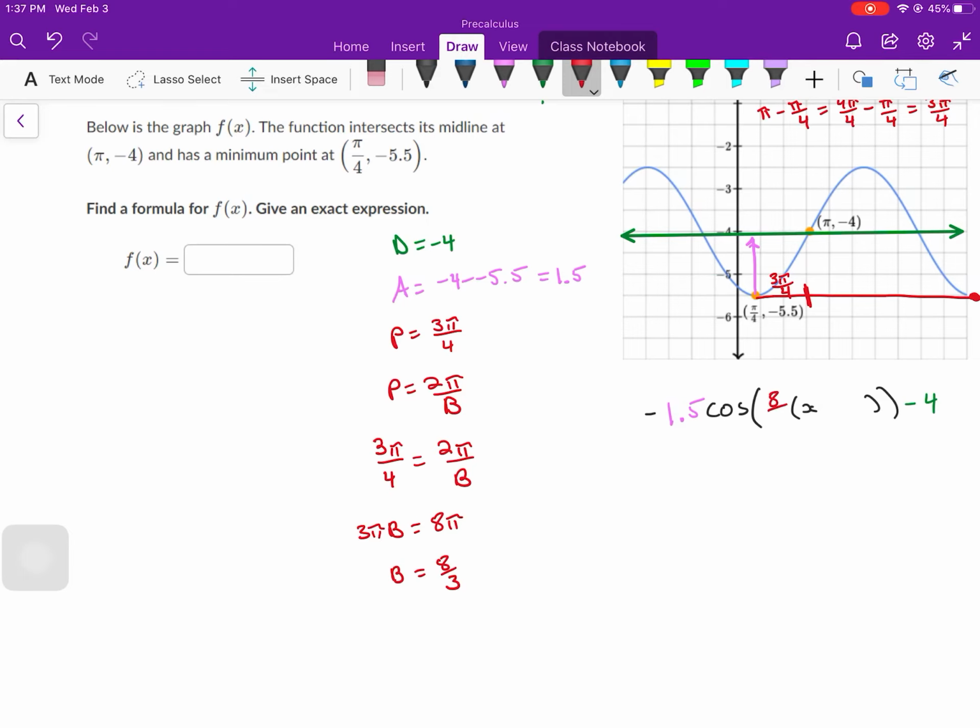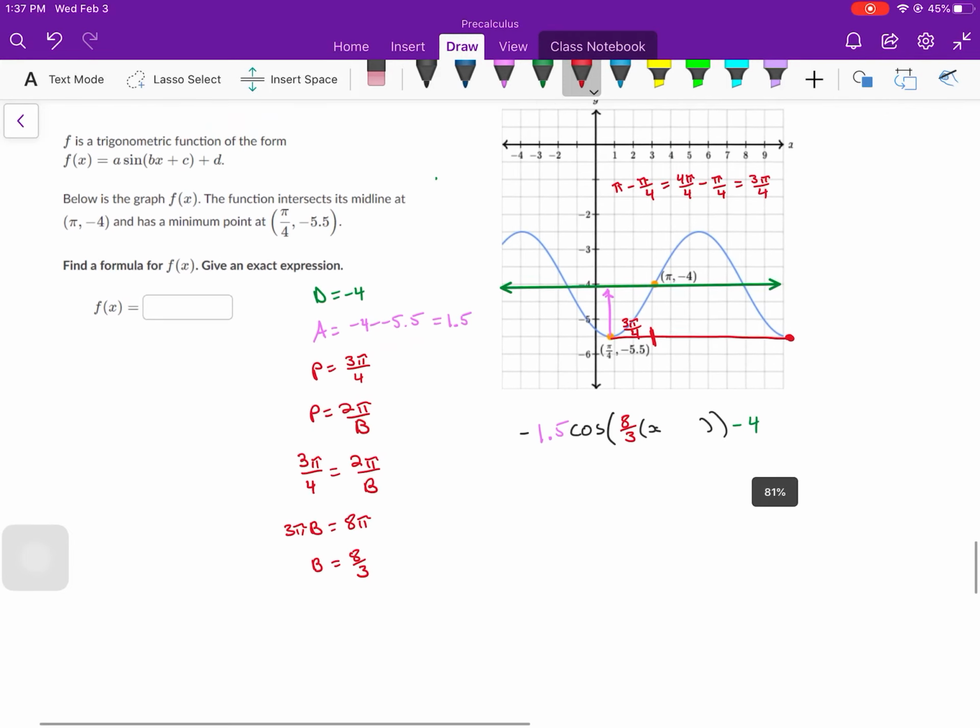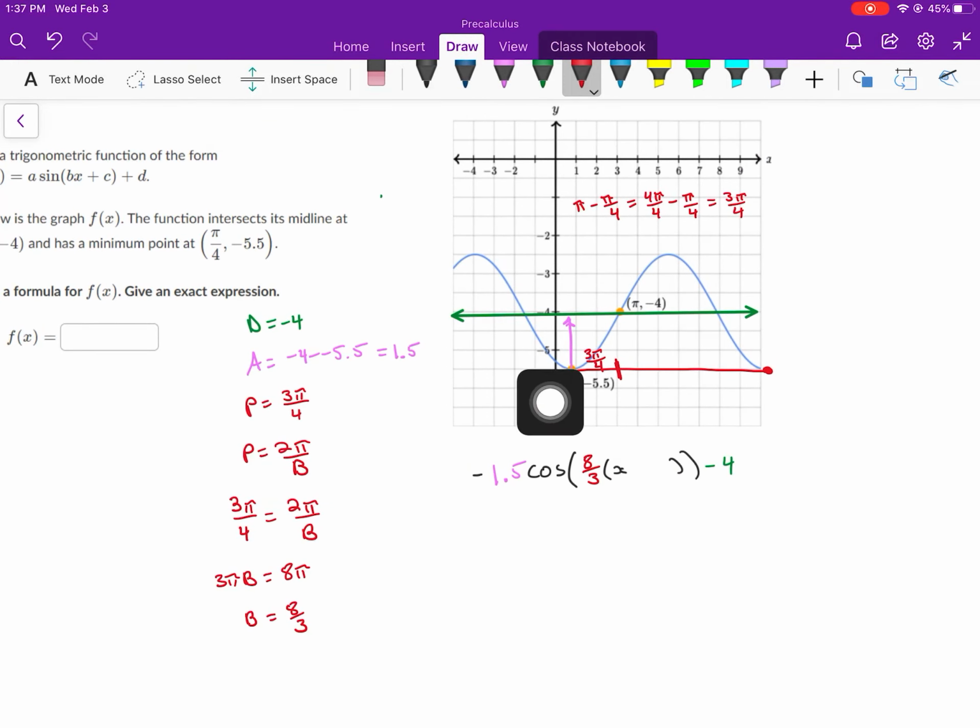And that's what's going to go right here. Which way did we shift? We shifted to the right. See how the minimum would normally start on the y-axis? We shifted to the right, so I'm going to put minus pi over 4.